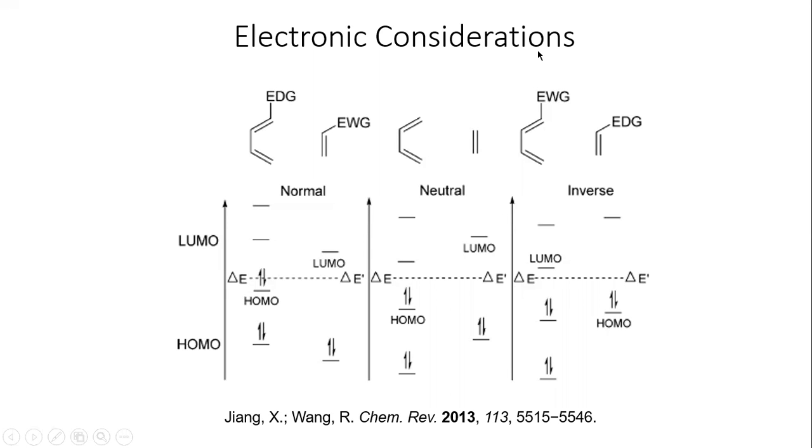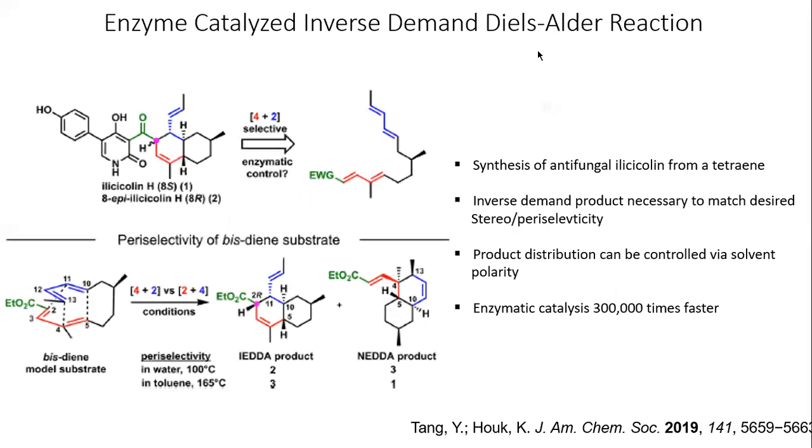So, I think we're going to go back a little bit because I talked about on Monday some inverse demand versus normal demand, and then neutral. Even though we touched on the asymmetric part, I want to come back to this because this is a really important reaction: an inverse electron demand reaction, where you put a donor on your dienophile and an electron withdrawing group on your diene. And I'm going to show you a couple of applications.